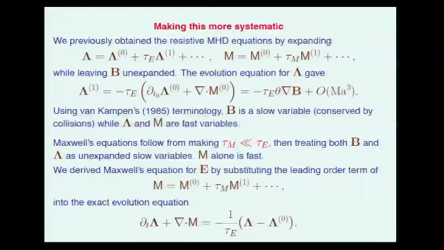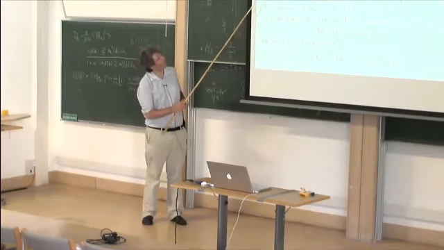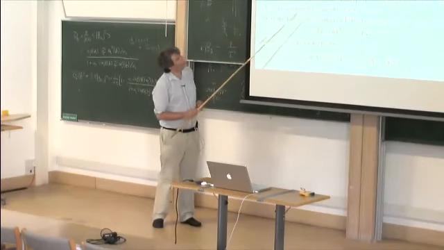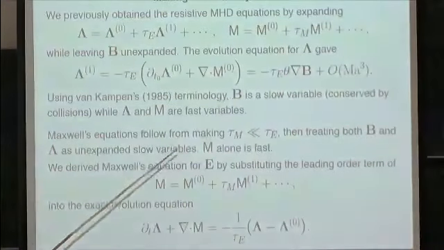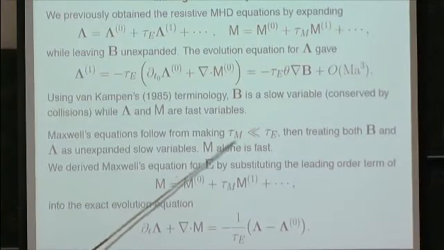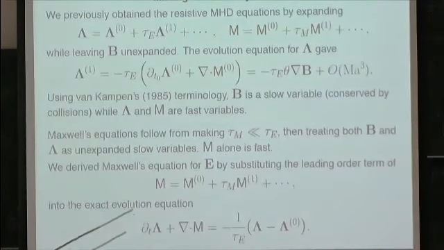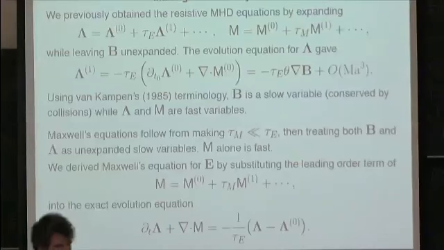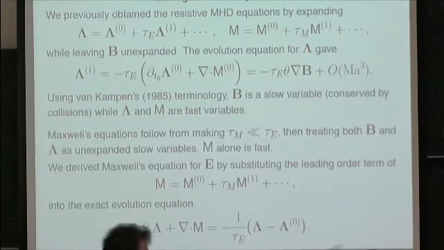To make that a bit more systematic, what I did before was to expand lambda and m in a small parameter, assuming they were both rapidly evolving, and B alone was slowly varying, and then that gave me my correction for lambda. Or in Van Kampen's terms, I took B to be slow and lambda and m both fast. To get Maxwell's equations, I take m fast, but now I take B and lambda to be slow, and that changes the expansion. Then this gives me Maxwell's equations, just by plugging the expansion for m into the exact evolution equation for lambda.